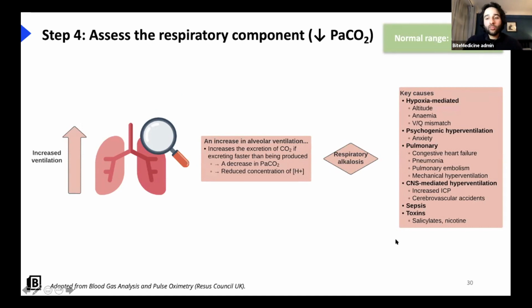Lots of different causes here as well. And anything which really is going to cause you to hyperventilate can contribute and cause respiratory alkalosis. So hopefully that's nice and straightforward. But just a reminder that, of course, there is a relationship and an interplay between your respiratory systems and your metabolic systems, which we're going to get onto very shortly.